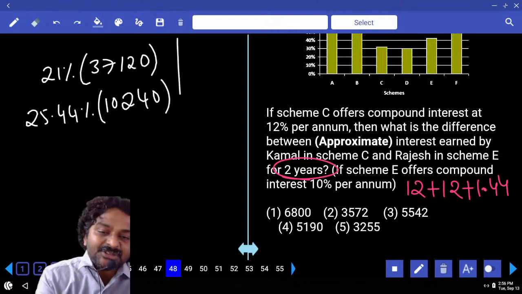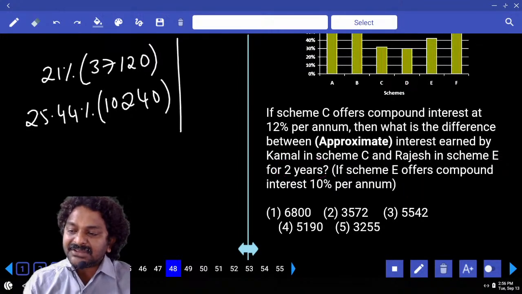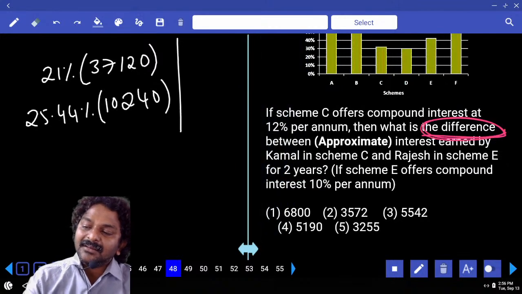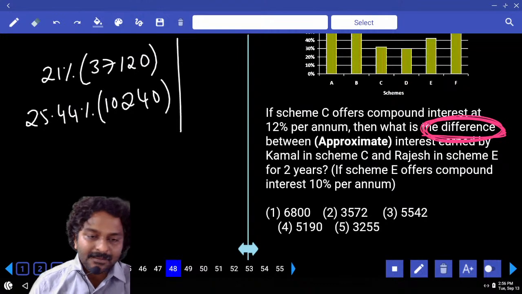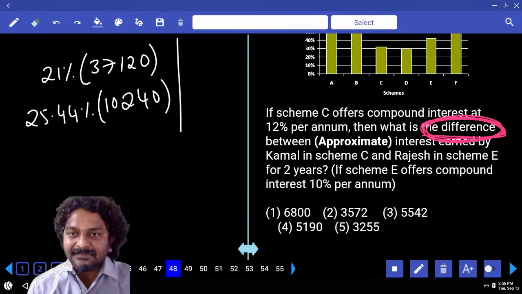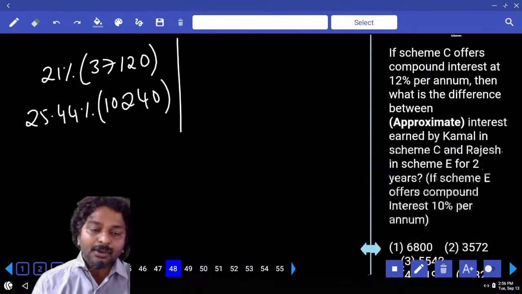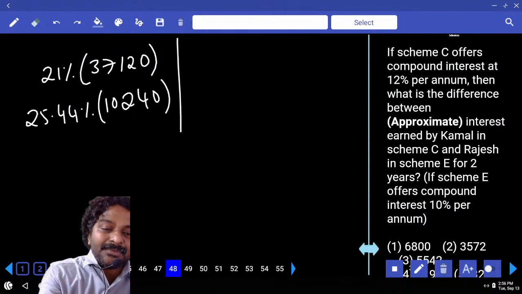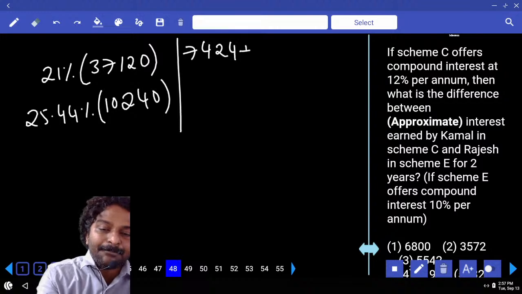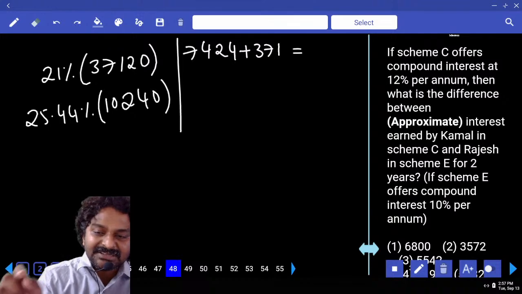We need to calculate these two values, and our question is to identify the difference. Yes. Approximate. Can you do it or you want me to tell? What is 10% here? 3712, 20%. 7424, 1%. 371.2. I don't want to consider decimal here.